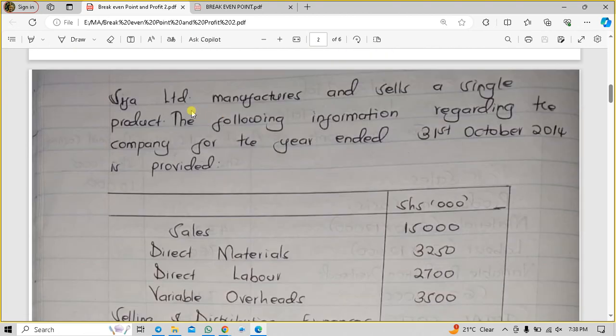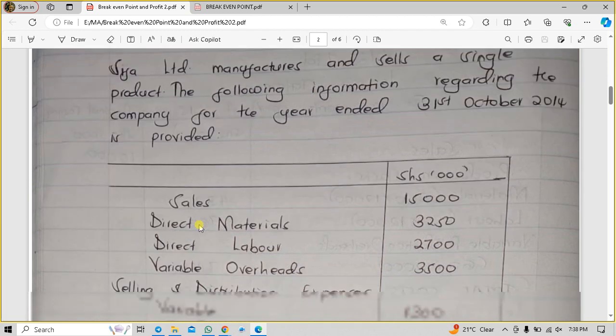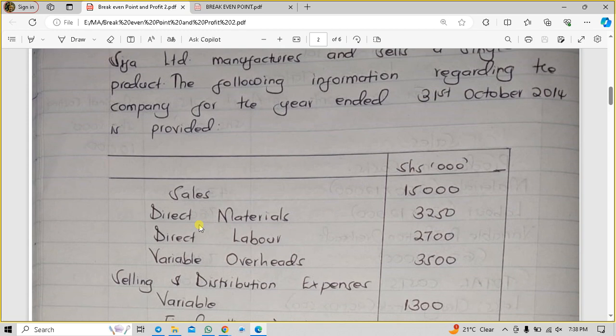So, Sifa Limited manufactures and sells a single product. The following information regarding the company for the year ended 31st October 2014 is provided. So you have been given information here that relates to Sifa Limited manufacturers. So let us go through the information so that we can see what you have been asked.